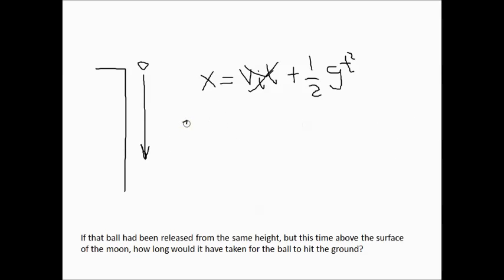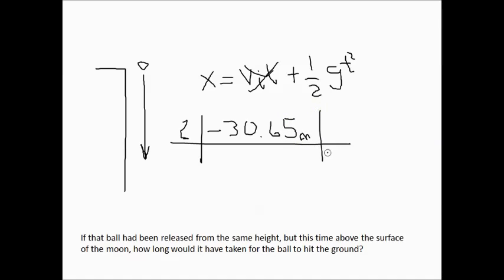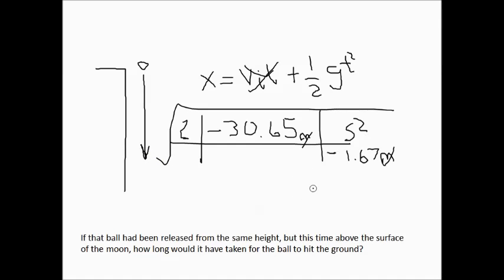It is going to be 2 times negative 30.65 meters divided by negative 1.67 meters per second squared. I can already see meters are going to cancel out. I'm left with seconds squared, but it's the square root of this, so my answer is going to be seconds.